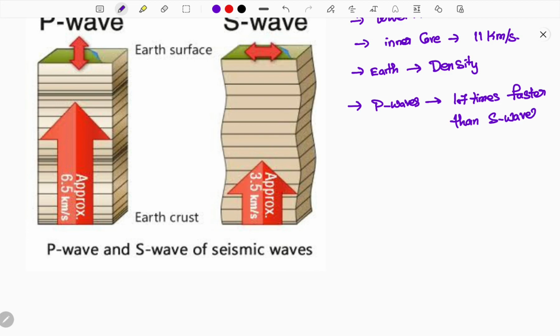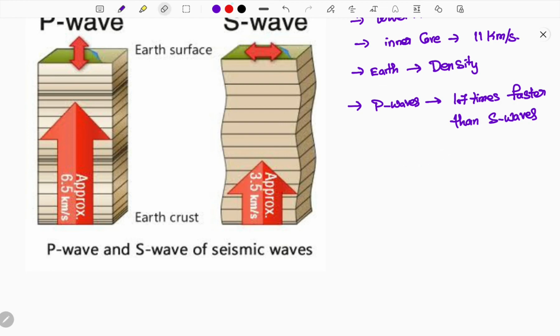So such a fast wave. See here, if S waves travel 10 kilometers, then what does 1.7 times mean? If S waves travel 10 kilometers, then P waves would have reached 17 kilometers. That is what 1.7 times means. So that is the speed at which P waves are traveling.